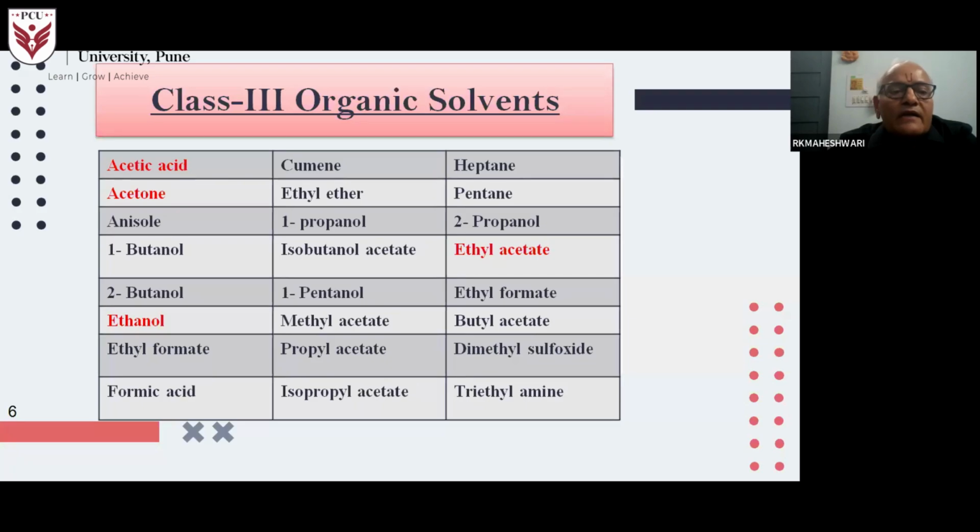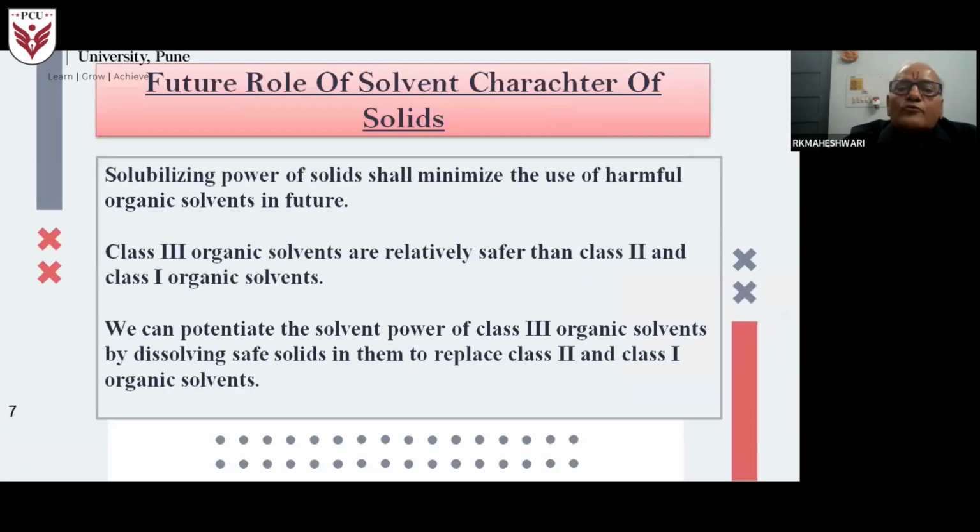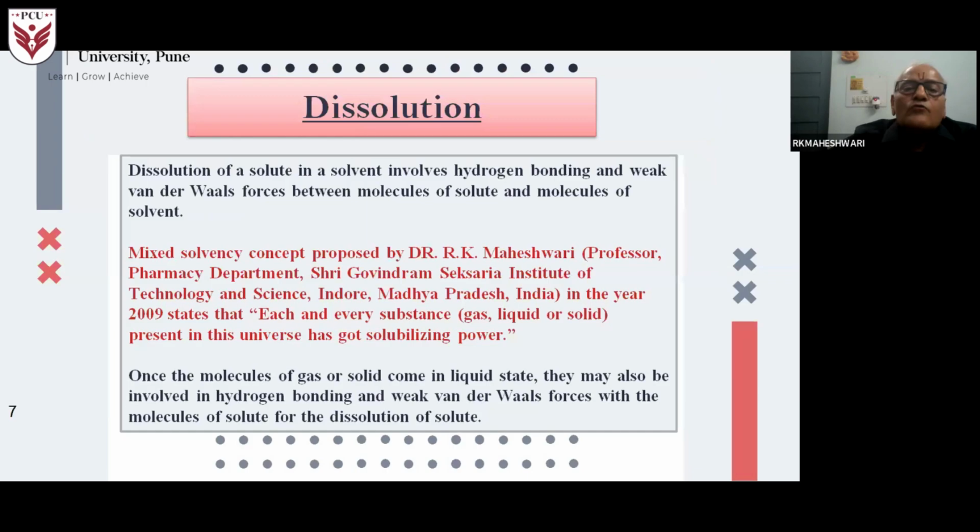Class 3 organic solvents commonly employed include acetic acid, acetone, ethyl acetate, etc. Among the three categories, class 3 organic solvents are safer. Now coming to the future role of the solvent character of solids, the solubilizing power of solids shall minimize the use of harmful organic solvents in future. Class 3 organic solvents are relatively safer than class 2 and class 1. We can potentiate the solvent power of class 3 organic solvents to act as class 2 and class 1 organic solvents. Now let us understand what happens in dissolution.